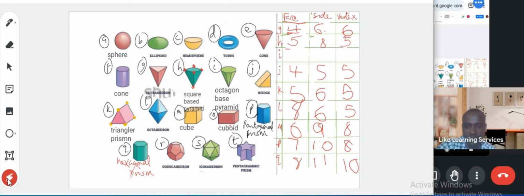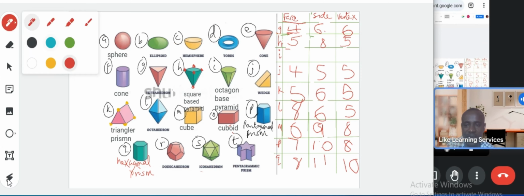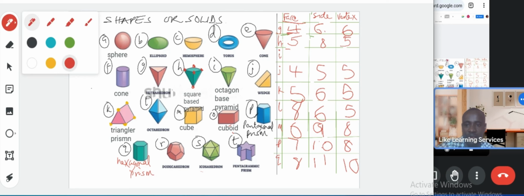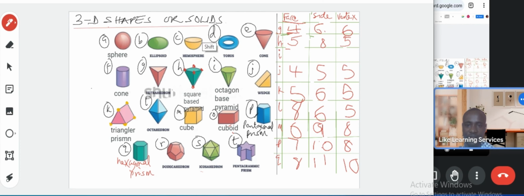All right, so these are 3D shapes. 3D meaning that they have three dimensions, or solids. Another name for 3D shapes is solid. 3D shapes or solids, isn't it? 3D means they have three dimensions, usually length, breadth, and thickness or height. Three dimensions.